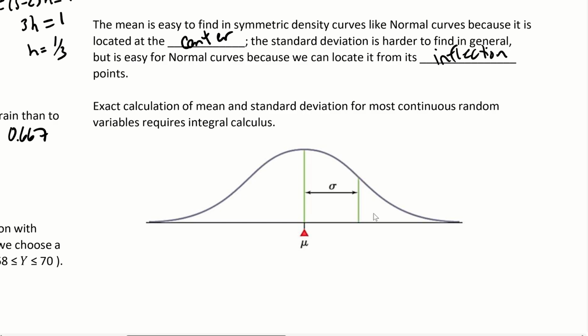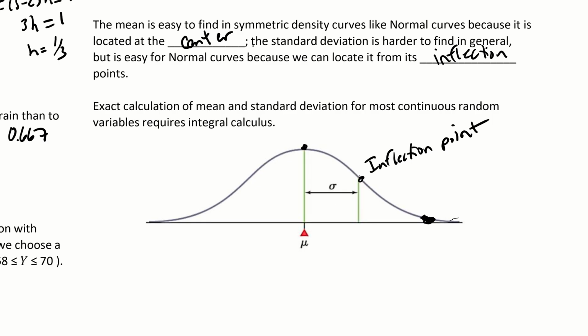Now, to get the standard deviation, you need to find the inflection point. The inflection point is essentially the halfway point between the maximum and the minimum. That halfway point, where the curve goes down and reaches its minimum point, and reaches its maximum point, is the inflection point. That's how you can approximate the location, and then the distance from there to there is your standard deviation. So that's how you can calculate that.